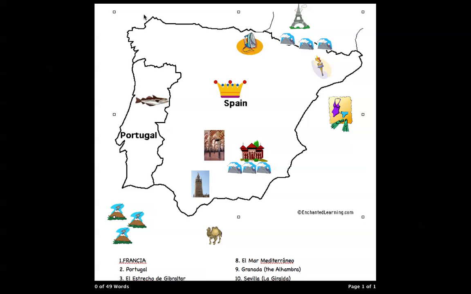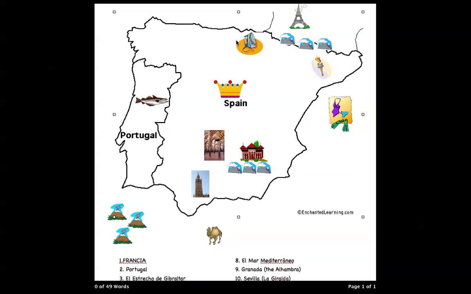The other bodies of water that surround Spain are the Cantabrian Sea, which is up here to the north, El Mar Cantábrico. And then over on this side we have the Mediterranean, El Mar Mediterráneo. Okay, so those are the bodies of water that surround Spain and a couple of the countries. And we're going to talk about the cities in Spain now.